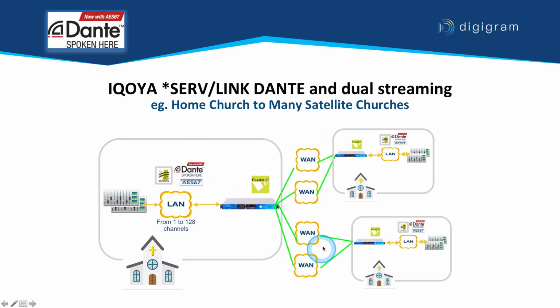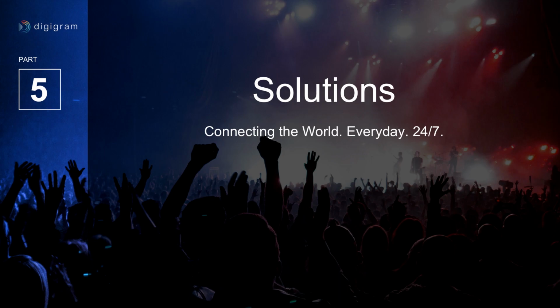So in this example, we're just showing 2 satellite churches, but it could be many satellite churches. So these are just a couple of examples. There's more that we're going to share. So let's talk about the solutions, all right?